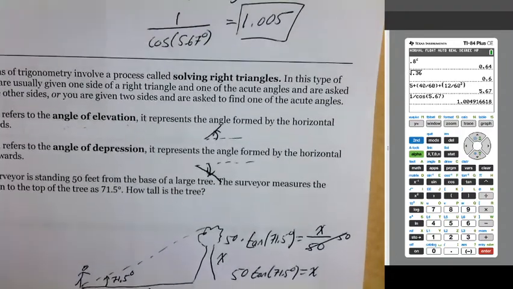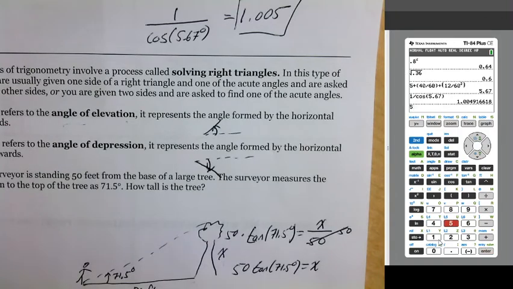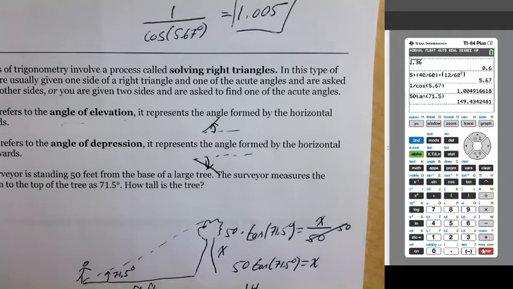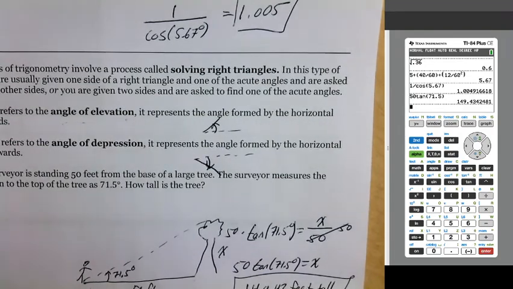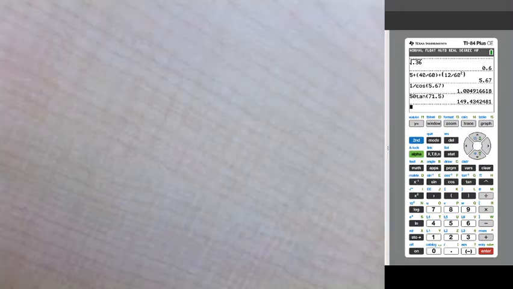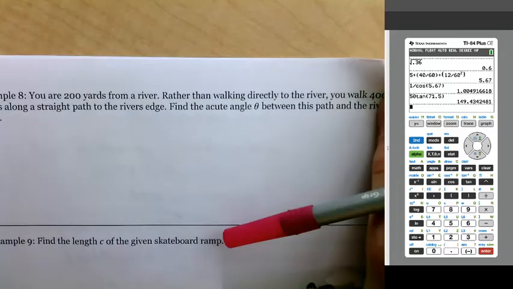So let's turn to our calculators. 50 times the tangent of 71.5 degrees. And we find it's about 149.43 feet tall. Moving right along. A couple more application problems and then we're done.